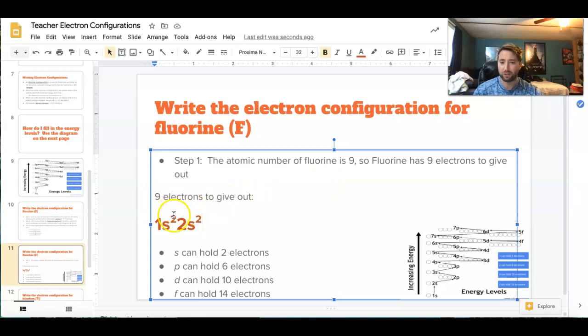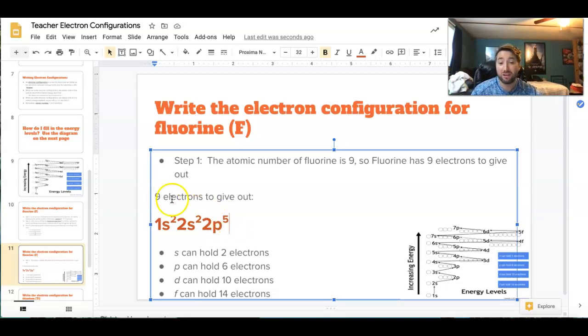So I've already given out 4 electrons, because each one of these little exponent numbers is a number of electrons. So 2 plus 2 is 4. Now I have 5 electrons to give out. If you look at this little picture over here, I'm going to go from 2s to 2p. P can hold up to 6 electrons, but we only have 5 electrons to give out now. So I'm going to go 2p, and then hold down Control or Command and the period, and put 5. Whenever you get done, these little exponent numbers should equal the total number of electrons that you have to give out.